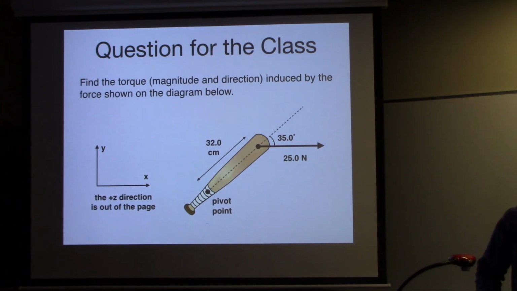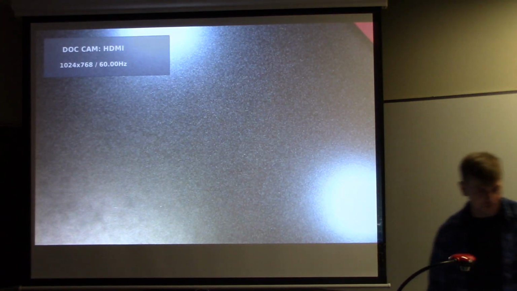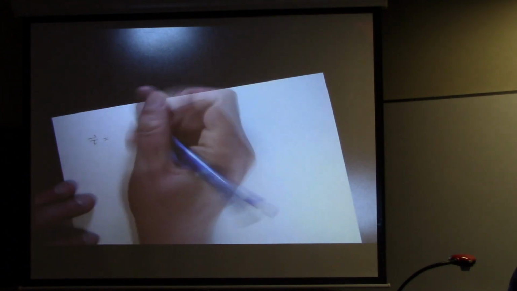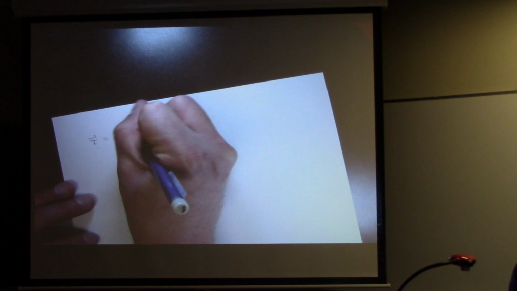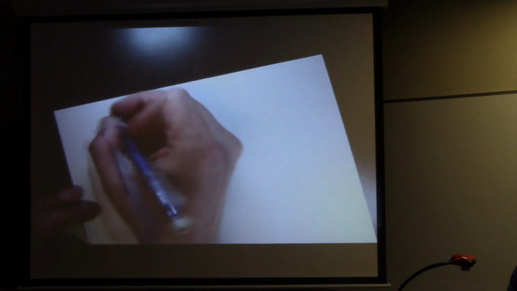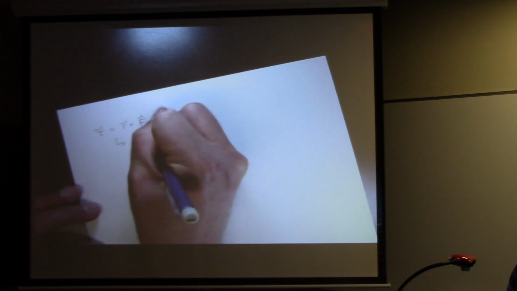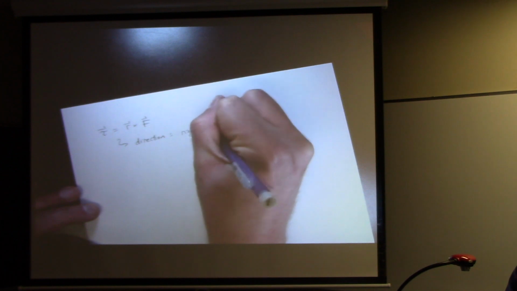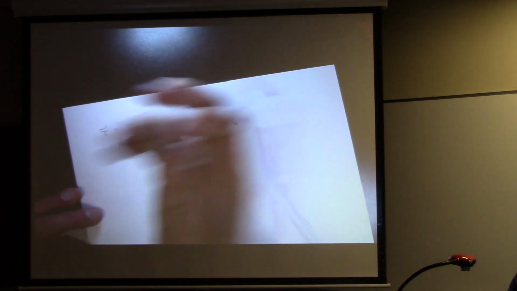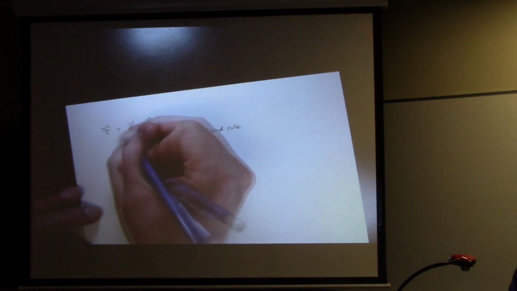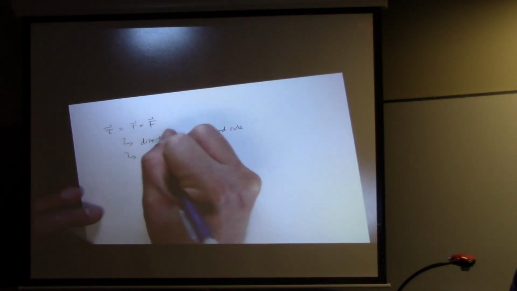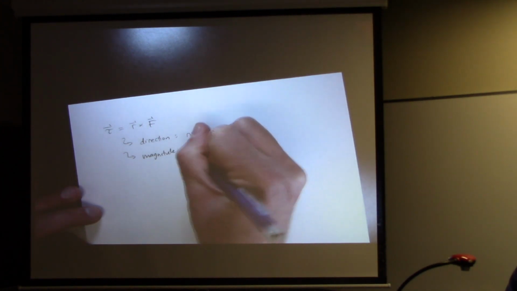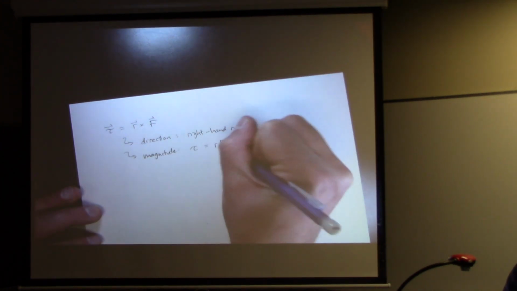Okay, so let's work it out. Over here, we'll work out the solution. The torque is equal to R cross F. The direction is going to be given by the right-hand rule. We'll work out the direction in a second. The magnitude, we can think about this as being R times F times sine of the angle theta.